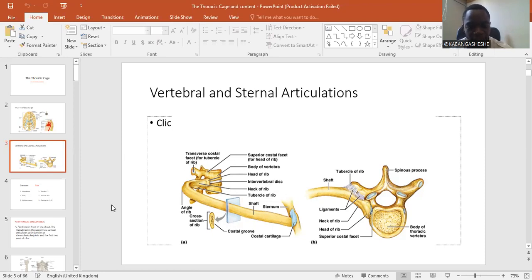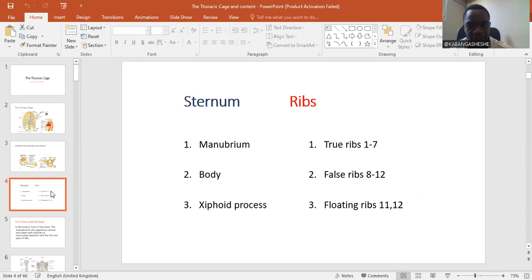That being said, these are the parts of the rib cage. Anteriorly, we have the sternum divided into 3 parts: manubrium, body, and xiphoid process. Then ribs have different classifications. One of them is here, where we have true ribs and false ribs. This is classification based on attachment. There's also another classification based on the features of the ribs.